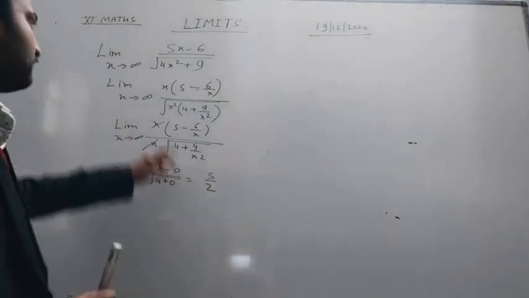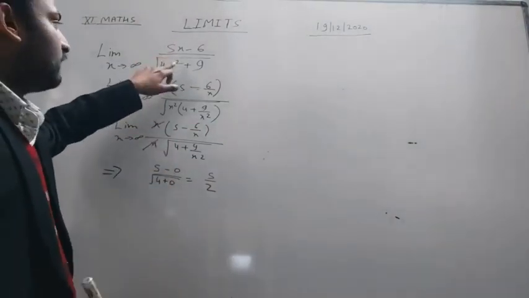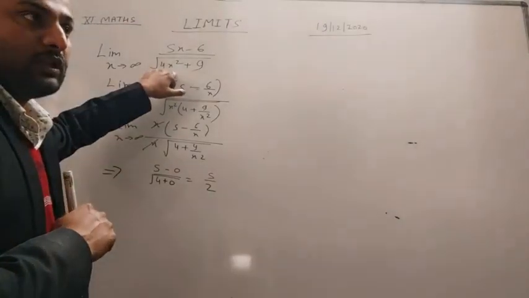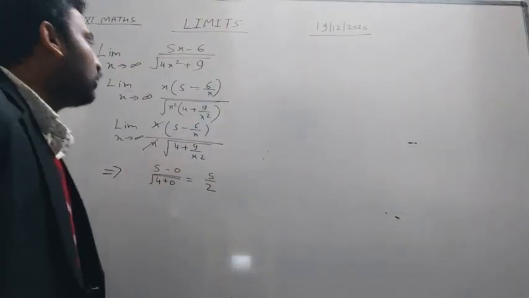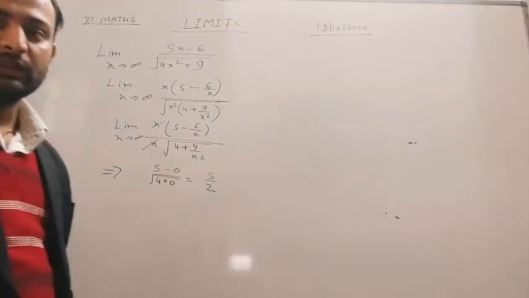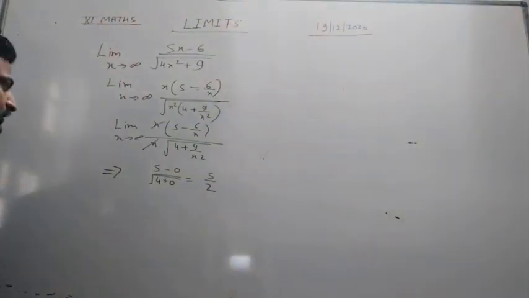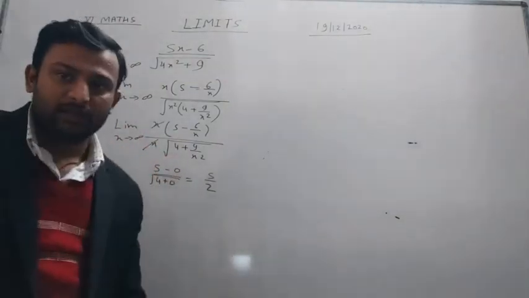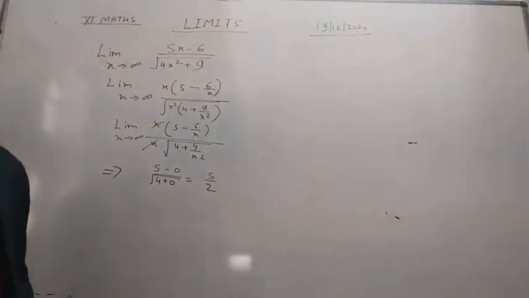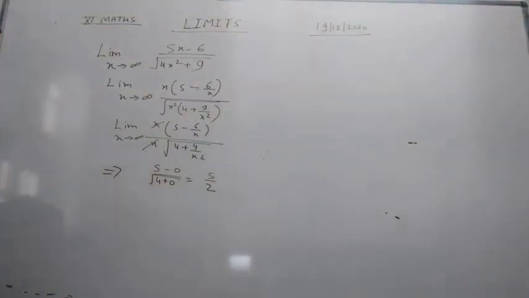We have taken the maximum power of x, which, when it comes outside from the root, will change to x, and in numerator and denominator both x is present. So we take x outside, and after cancellation we put the value of limit and get our result. I hope you understand, students. Now we see another question.